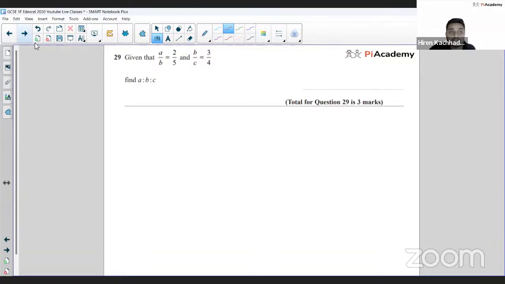Yeah, so let's have this question, okay? This is our last question. So as you can see, A over B equals 2 over 5. And in the same way, B over C equals 3 over 4. So they are looking for A is to B is to C, okay? And this is worth 3 marks and you have 1 minute to solve this question. Yes, everyone, try to solve this and let me know your answer in the chat box.